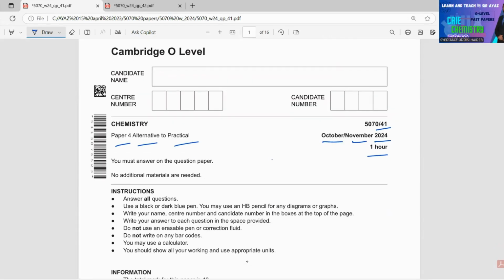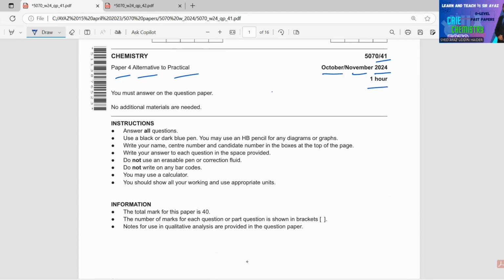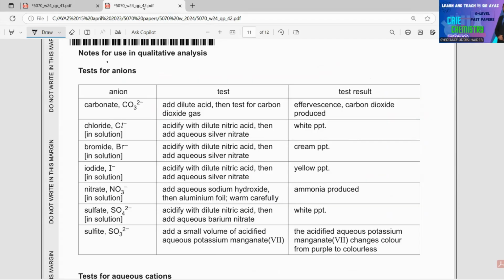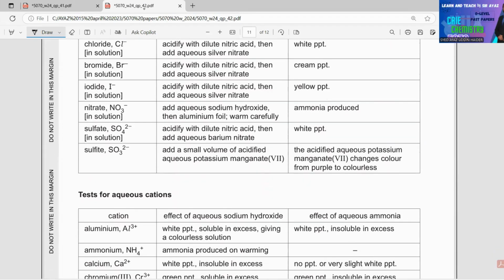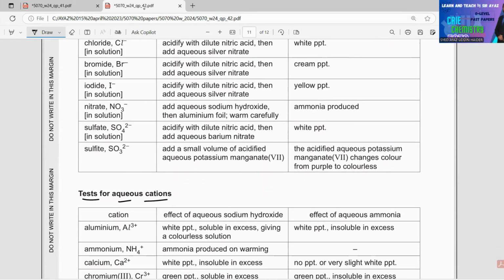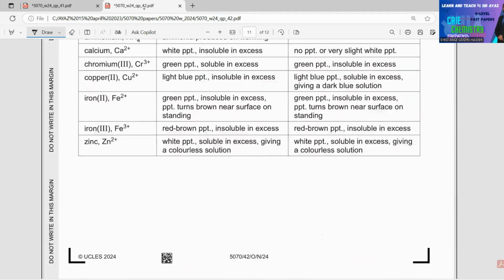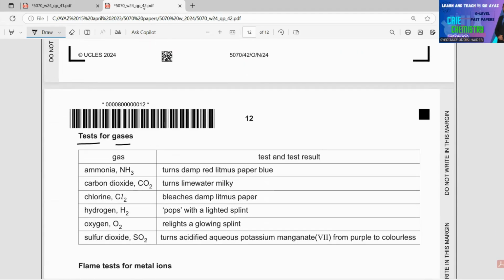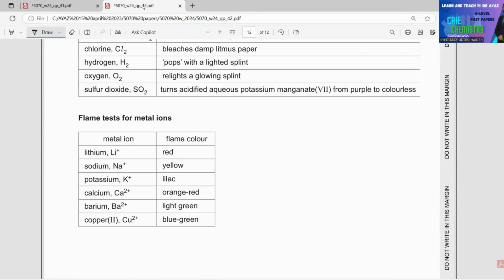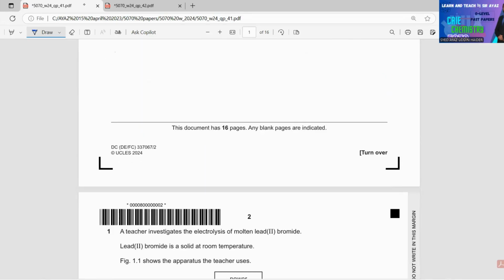You have to answer all the questions. You can use a calculator. The total mark for this paper is 40. Important point, you are provided with the notes for use in qualitative analysis like this. It includes tests for anions, tests for aqueous cations, tests for gases, and flame tests for metal ions. So let's start the paper.